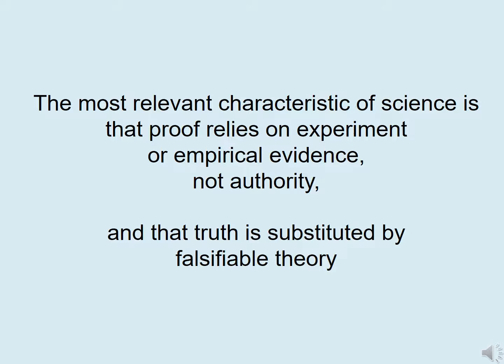Only one aspect is relevant and unique to science: empirical validation. The most relevant characteristic of science is that proof relies on experiment or empirical evidence, not authority, and that truth is substituted by falsifiable theory. Falsifiable means that a theory can be shown to be false, using empirical methods.